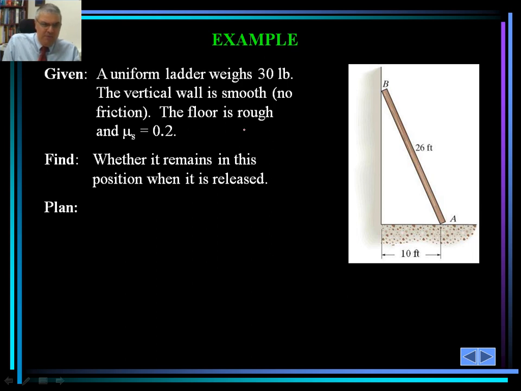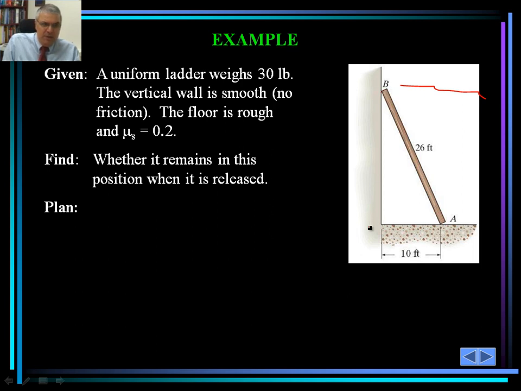Our problem here is to find out whether this ladder remains in this position when it is released. So we're holding it in position now. The length of the ladder is 26 feet, so it's a tall ladder. One way to avoid any kind of safety issue is to reach point B with something like mechanical arms. But let's assume we don't have that kind of luxury to reach point B.